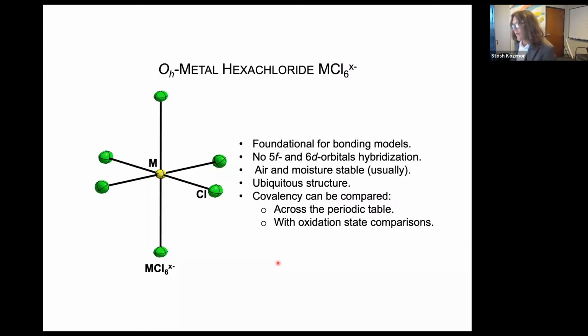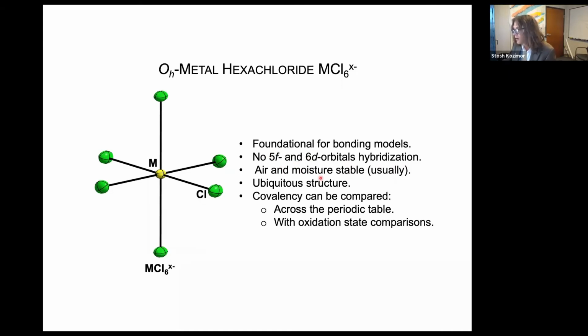What I'd like to show you today is a number of measurements that we've made on metal hexachloride compounds. We selected these compounds for a couple of reasons. Octahedral molecules, or metal complexes in octahedral symmetry, have been foundational for developing the way inorganic chemists think about bonding, and so we thought this would be a good place to start with the actinides. The other thing is, in octahedral symmetry, the f and the d orbitals can't hybridize, so you can discretely probe the 5f orbitals or the 6d orbitals.